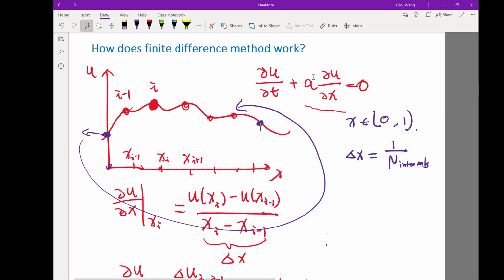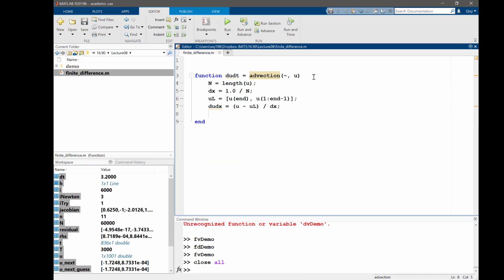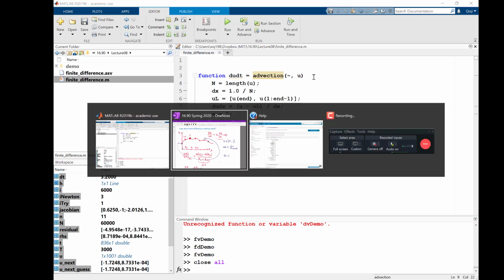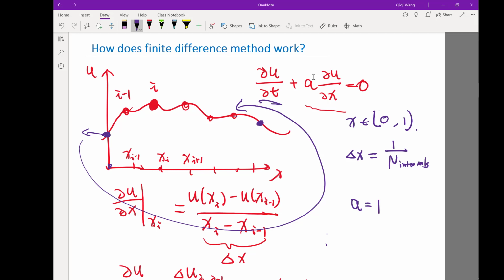So now, to make it simple, let's say a is equal to 1. So I'm going to say a is equal to 1. So that's the speed of the solution traveling towards the right, and du dt is equal to minus a times du dx, right? That's the PDE. That's what the PDE is. du dt equal to minus a times du dx.